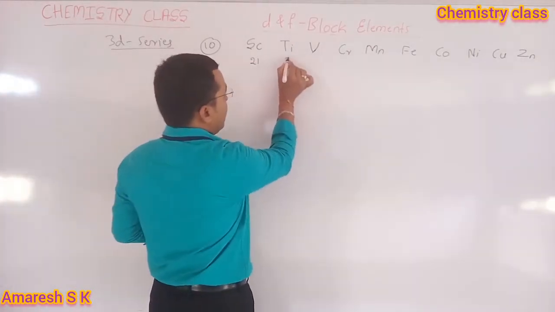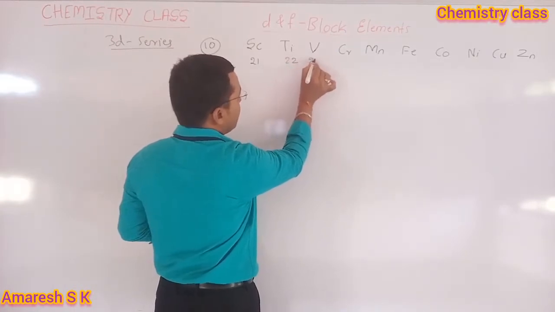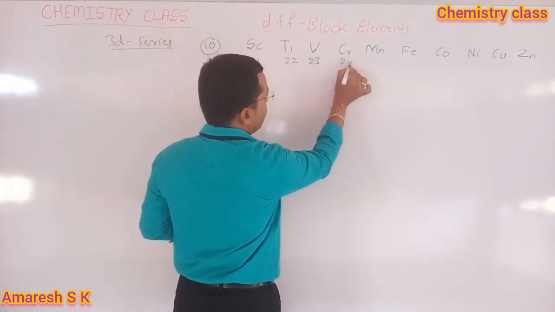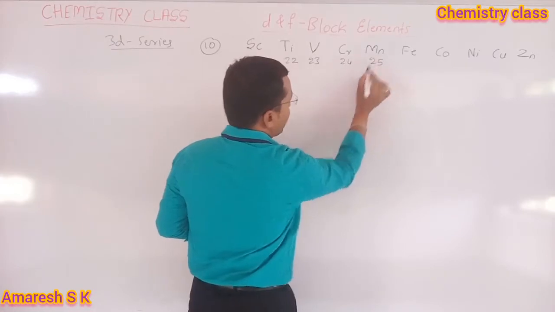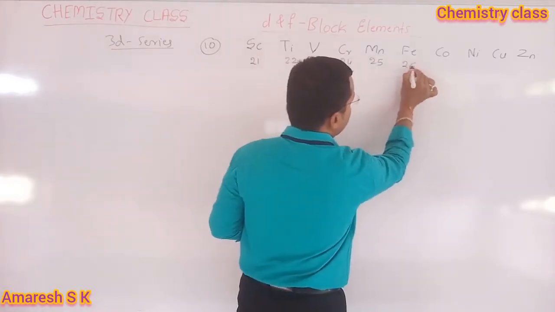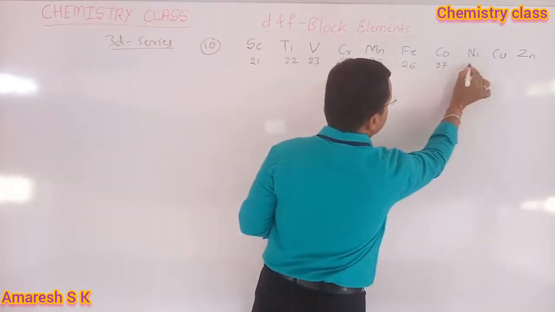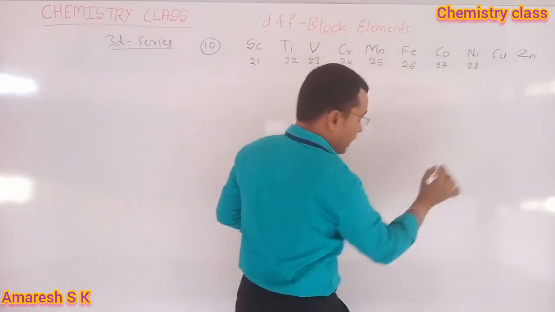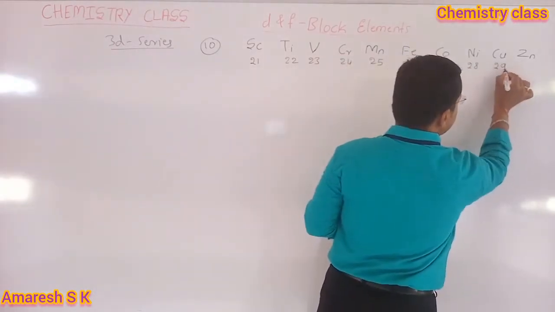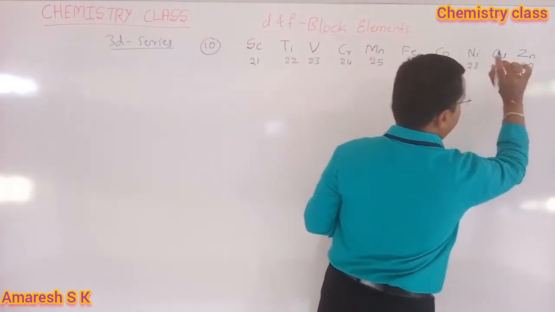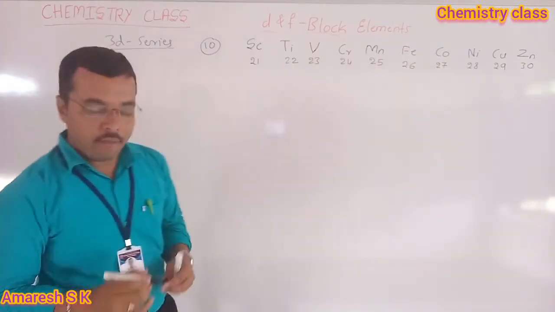Atomic number 21, atomic number 22, 23, 24, 25, 26, 27, 28, 29 and 30. Totally 10 elements are there.